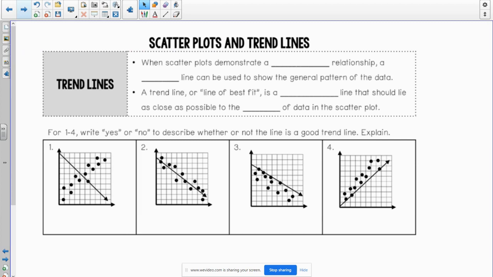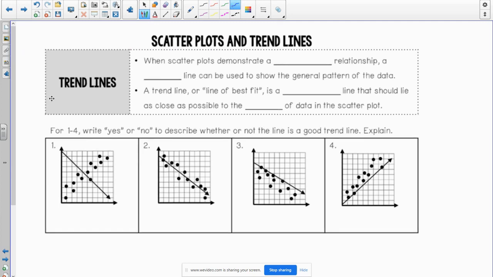So a couple of vocab words here. Trend lines, or in other books, it just depends on what book you're looking at, calls it the line of best fit. So you'll hear me use it both ways, and it just depends on what you're looking at.